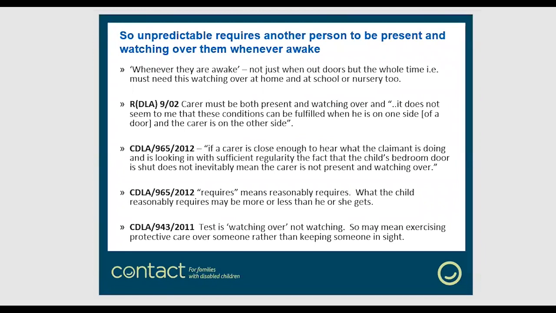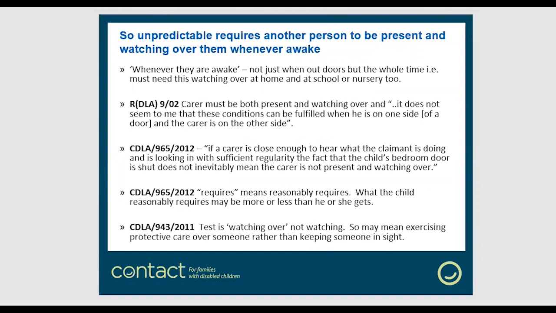Some judges have taken the view that quite literally, that means that the carer must be in the room with the child, with basically eyes on the child the whole time, other than very short comfort breaks. For example, decision RDLA 9 of 02 says that the carer must be both present and watching over. And it doesn't seem to me that these conditions can be fulfilled where the carer is on one side of a door and the child is on the other.